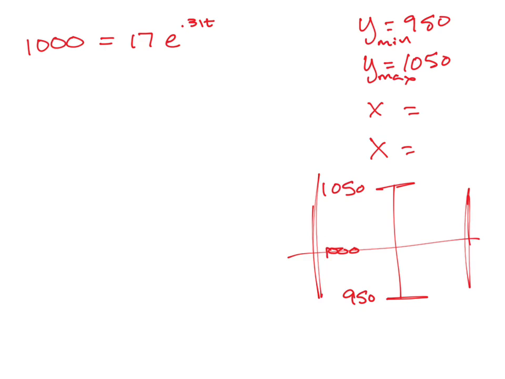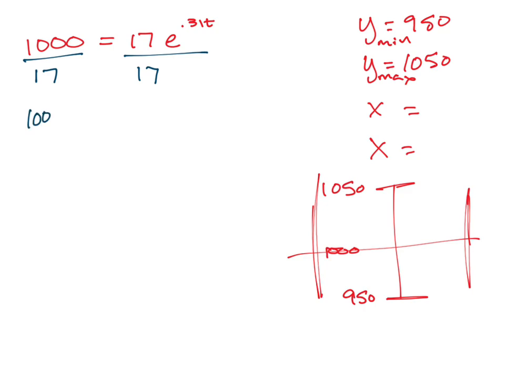Everybody write this function down. We are trying to get t by itself. So the first thing we're going to do here is divide by 17. That gives 1,000 over 17. Don't simplify. We're going to use our calculator in just a minute. Don't worry about simplifying. Just let it be.